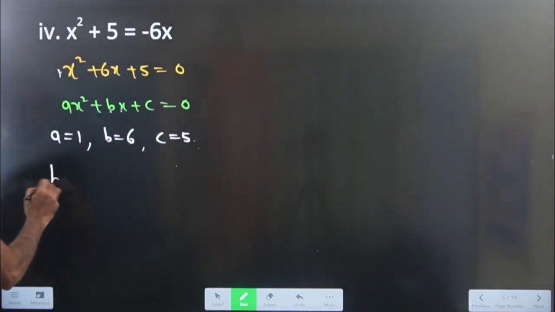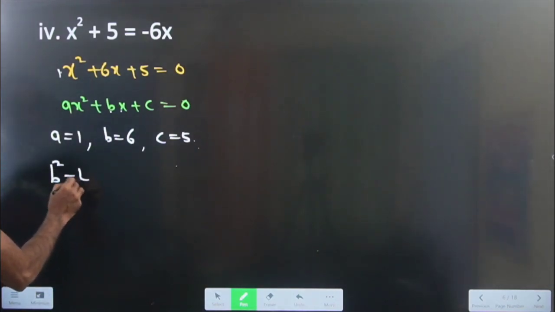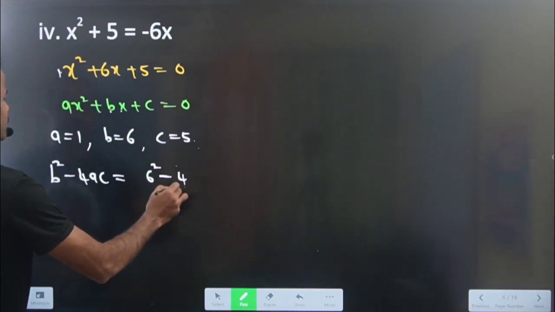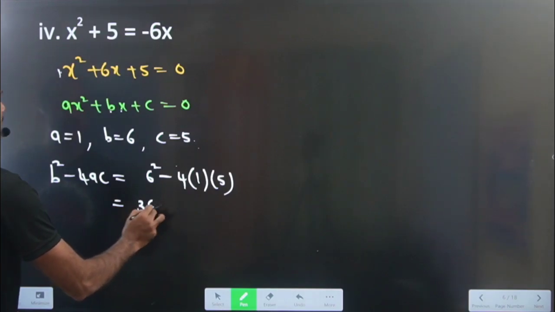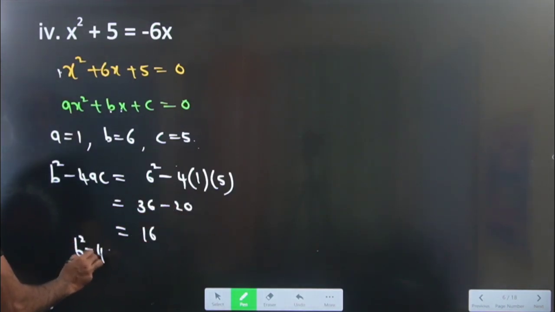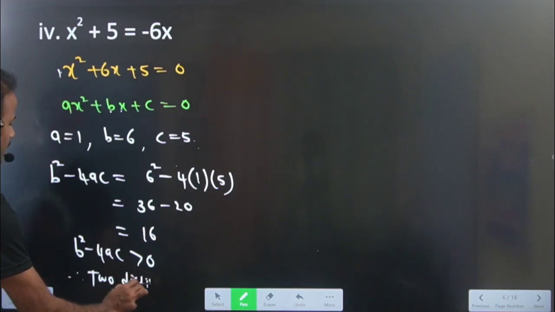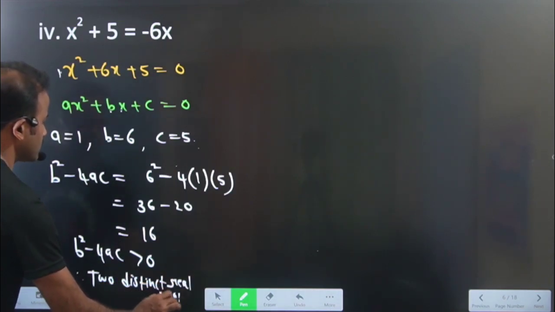And check the value of b square minus 4ac. The b value is 6, that is 6 square minus 4 into 1 into 5. That is 36 minus 20, which is equal to 16, and the b square minus 4ac value we are getting here is greater than 0. That means this equation has two distinct real roots.